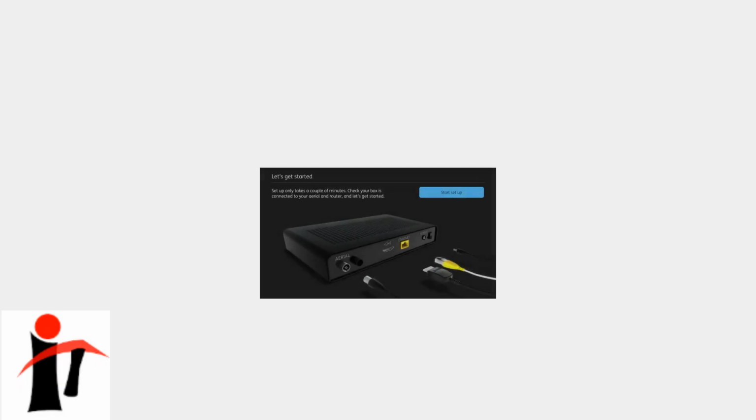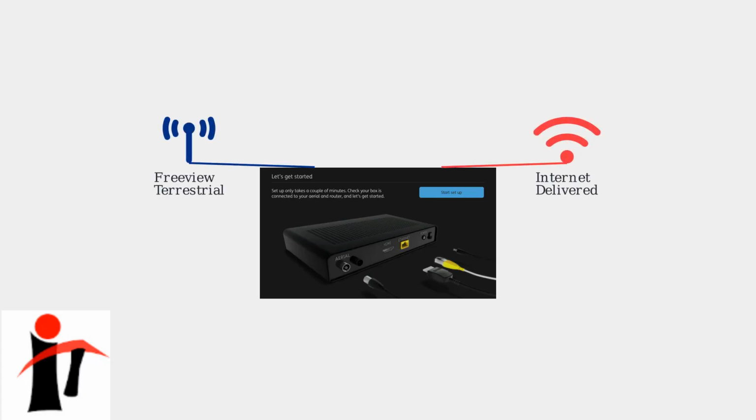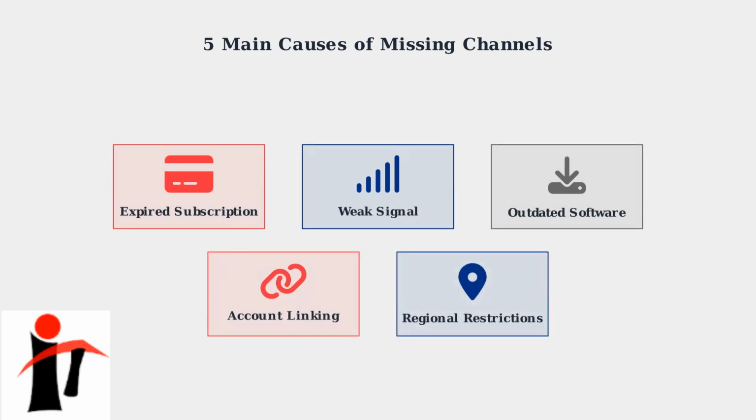Your YouView Box uses a hybrid system that combines traditional Freeview terrestrial signals with internet-delivered content. This dual approach means there are multiple points where things can go wrong. There are 5 main reasons why TNT Sports channels might be missing from your YouView Box. Each of these issues has different symptoms and requires different solutions.